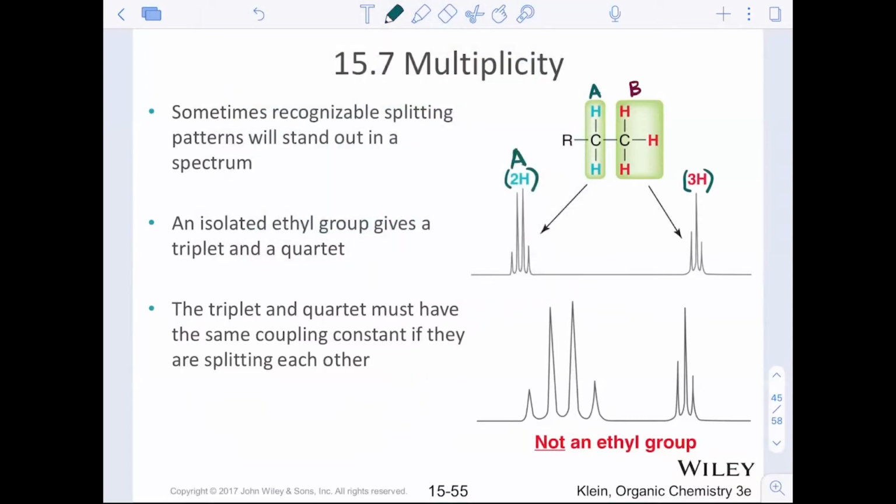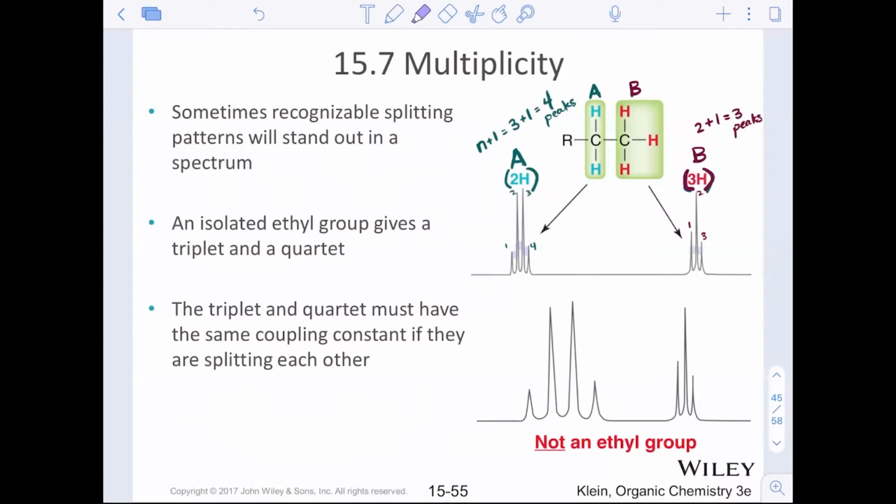The A signal has N+1 or 3+1 neighbors, which is 4 peaks. That's why we see 1, 2, 3, 4. For B over here, the 3 hydrogens, N+1, 2 neighbors, the blue guys. So that would be 3 peaks. 1, 2, 3. Beautiful.